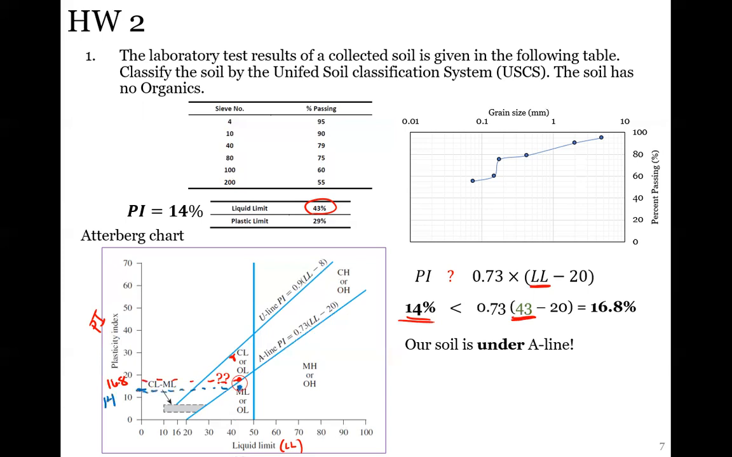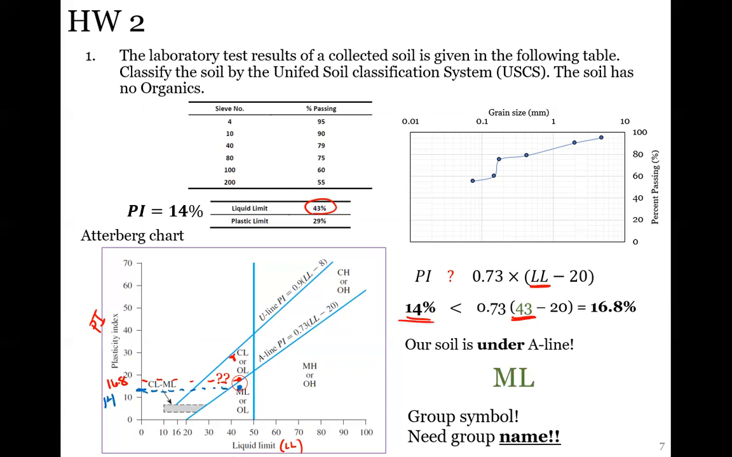So if that 14 is less than 16, then that means we are under that A line, that function. So that means that our soil is an ML since we are under that A line. So don't always rely on your eyeballs when you're reading this thing. Sometimes that might be really close to the function and you need to actually plug it into the equation and then determine that.